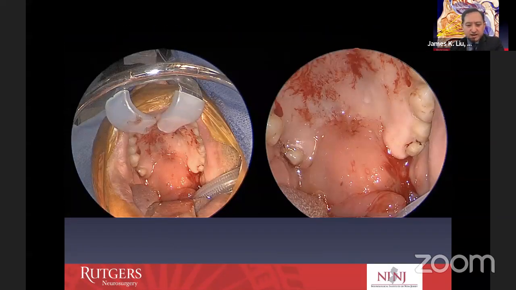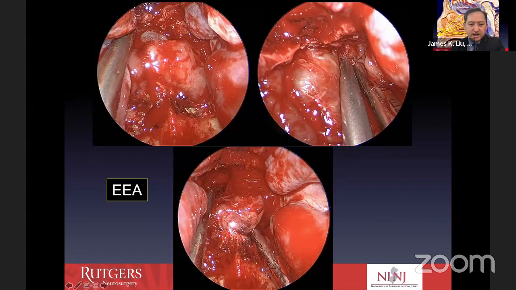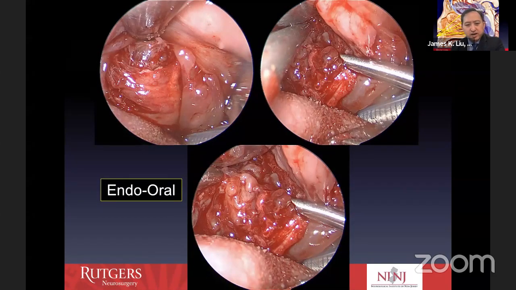And then we'll come in transorally. You can see the tumor is displacing the soft palate and uvula anteriorly. And then we'll come in endonasally, where we can get to the top of the tumor and get control over the superior aspect of the tumor, work in all three corridors to remove this tumor.